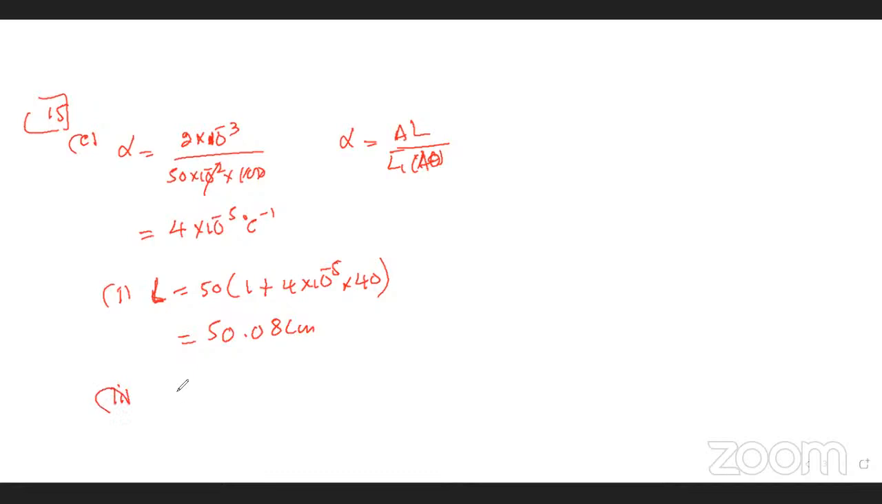Second, at 0 Celsius, that is 50 times 1 plus 4 times 10 to the -5 times the temperature change. Here it is now minus 30, because the temperature is reduced by 30 degrees to become 0. So the length is 49.94 centimeters. These are the answers. That is the 15th one.